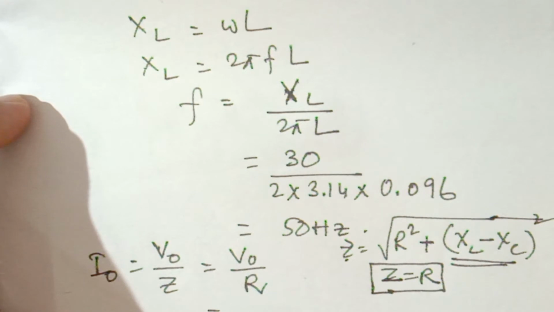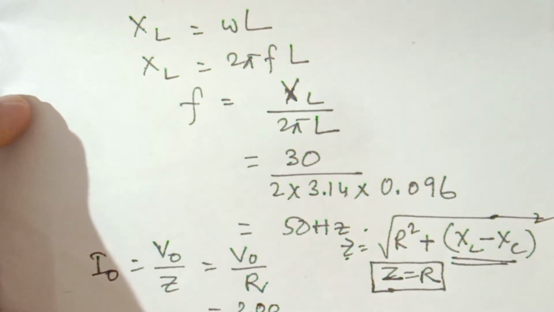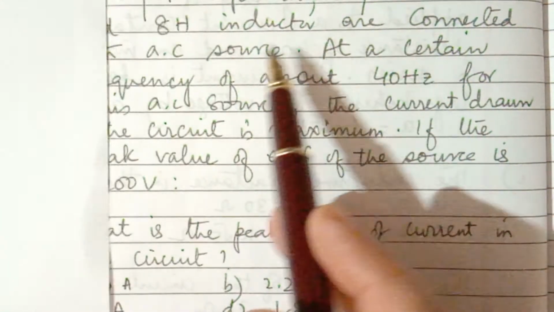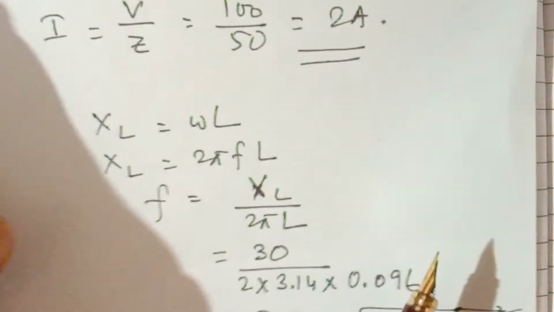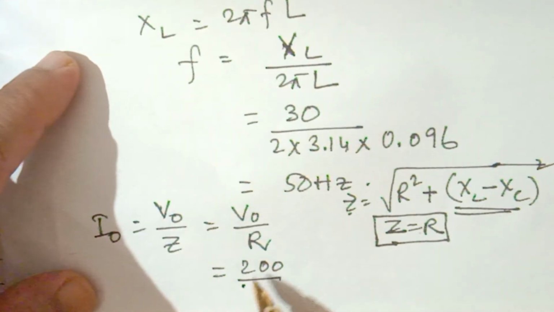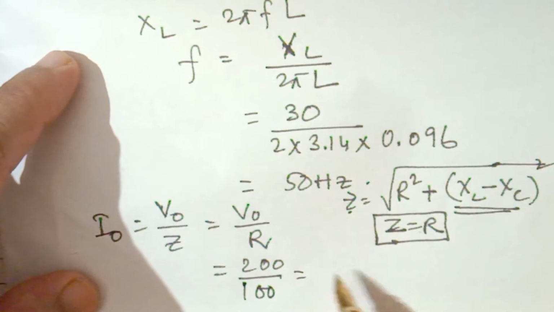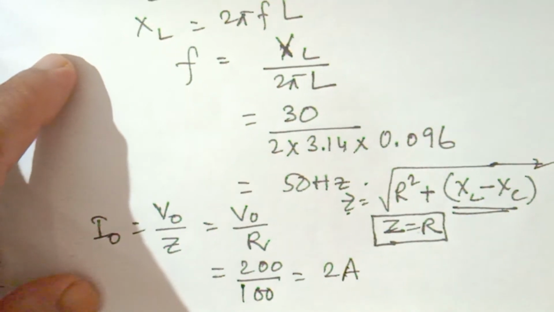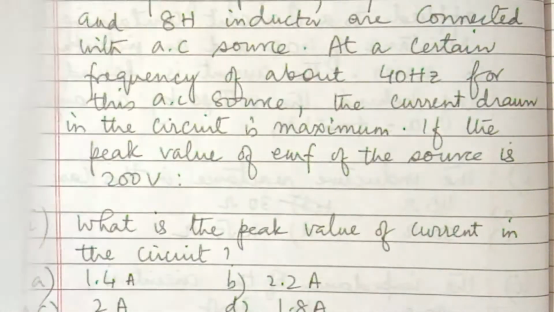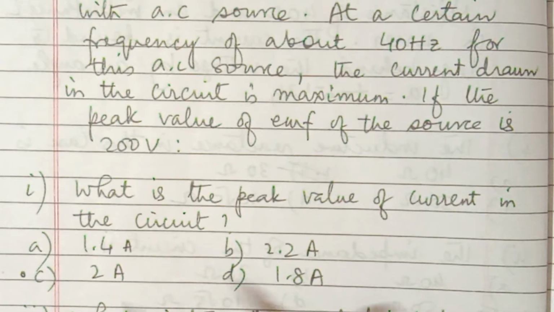So how much is V naught? 200, and R is given as 100. So 200 by 100, that is 2 ampere. So the peak value of current is 2 ampere you can take. Okay, so the option is 2 ampere here.